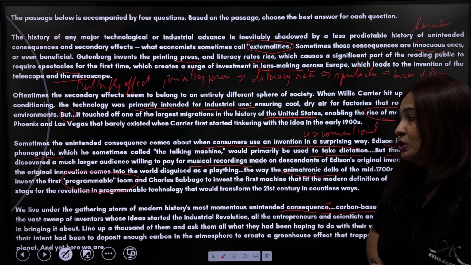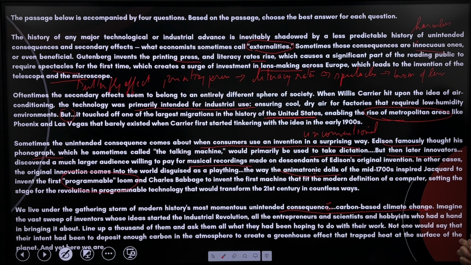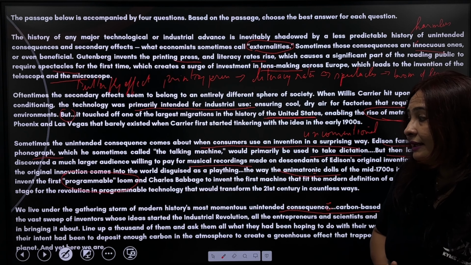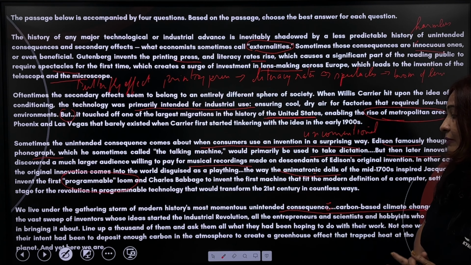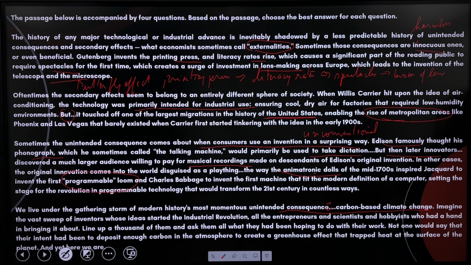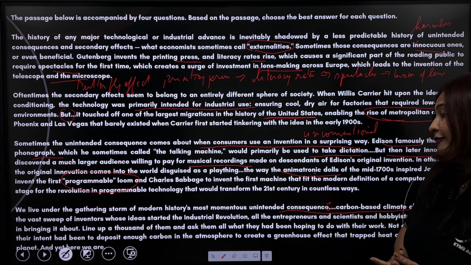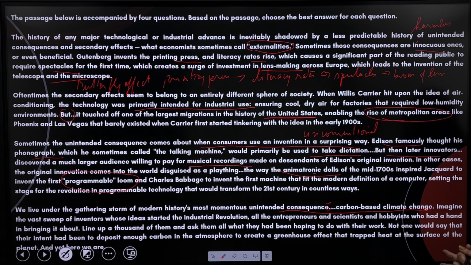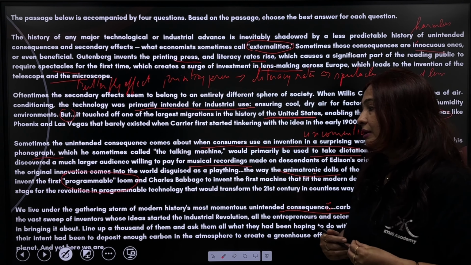Imagine the vast sweep of inventors whose ideas started the industrial revolution, all the entrepreneurs and scientists and hobbyists who had a hand in bringing it about. Line up 1,000 of them and ask them all what they had been hoping to do with their work. Not one would say that their intent had been to deposit enough carbon in the atmosphere to create a greenhouse effect that trapped heat at the surface of the planet, and yet here we are.